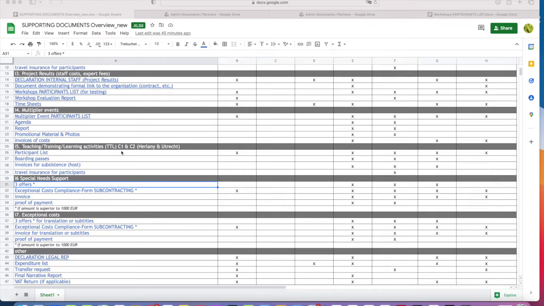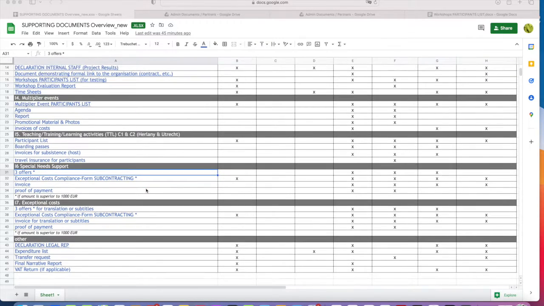All right, now we come to the next category and the related documents to this category: teaching, training and learning activities. They are also called C1 and C2. In this project, for example, there was one in Hernani and Utrecht, in Slovakia and the Netherlands. And this first one, for example, was a training of trainers, the C1, and the C2 was the blended mobility for young people.